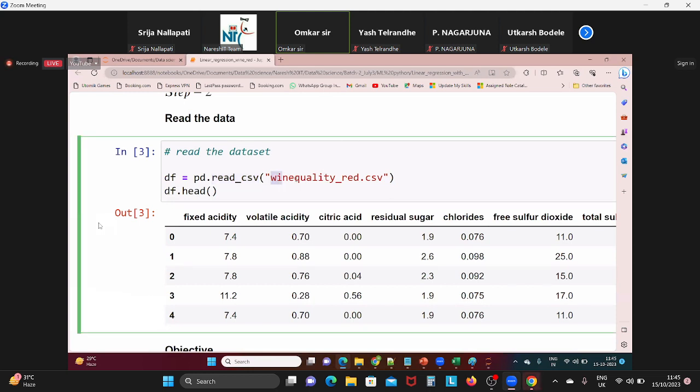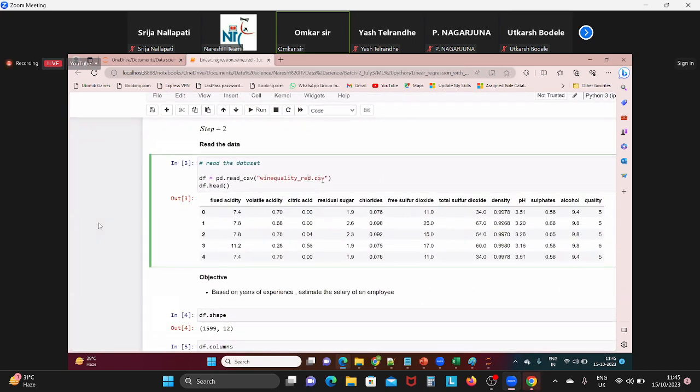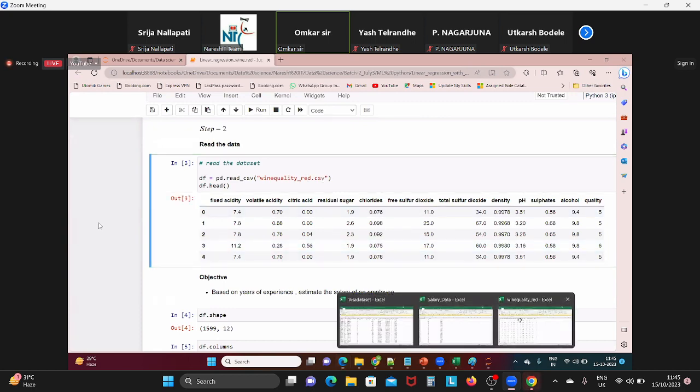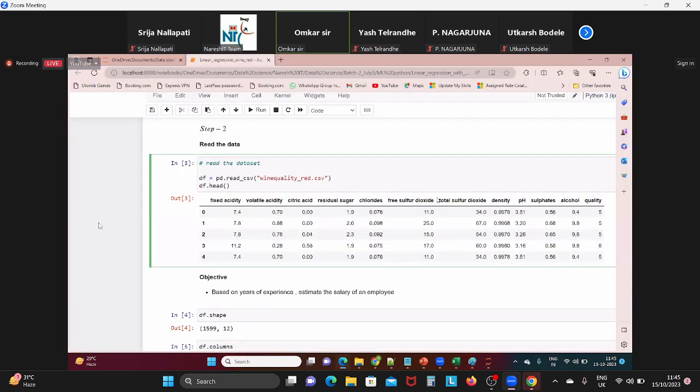What is the file name? Wine quality rate. Then you are getting the data. This is the same data you are seeing here: fixed acidity, volatile acidity, citric acid, residual sugar, chlorides, free sulfur. It is the same thing we'll see here.